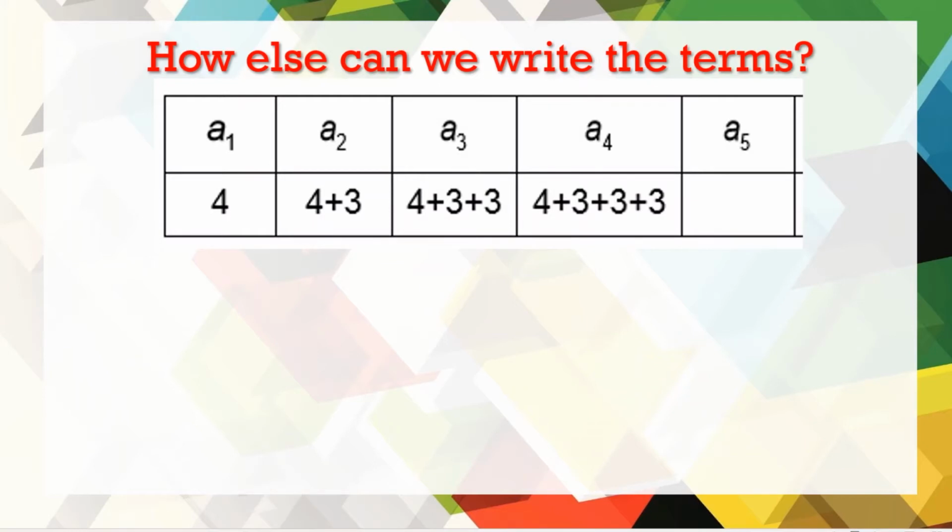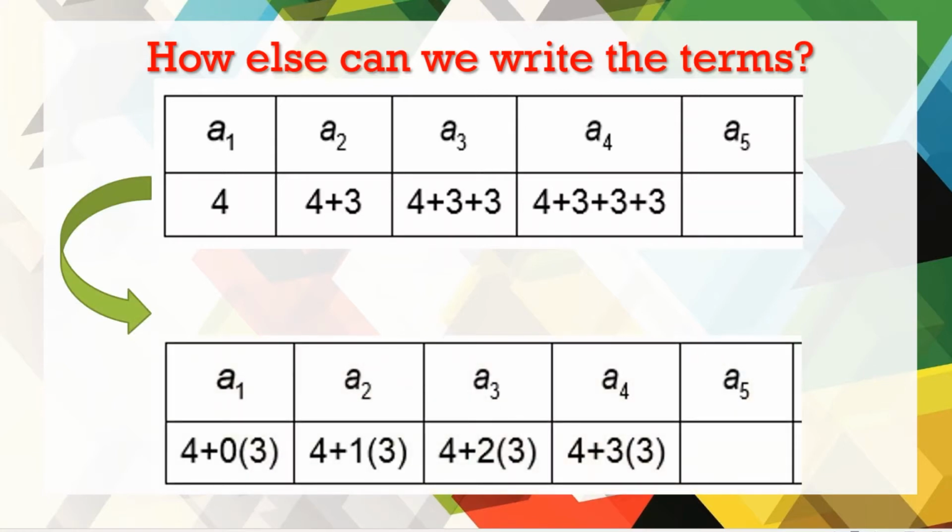How else can we write the terms? We do not add anything to the first term, that's why we have 0 multiplied by 3, and it is the same as 4 plus 0 equals 4. In the second term, we add 1 times 3, that's why we have 4 plus 1 times 3, and they are both equal to 7.